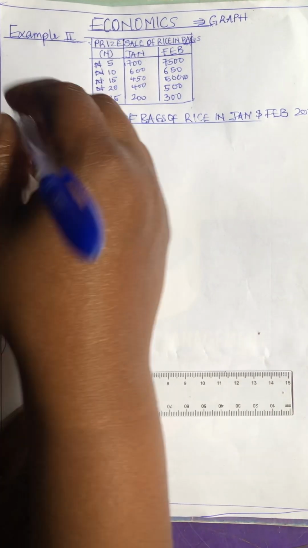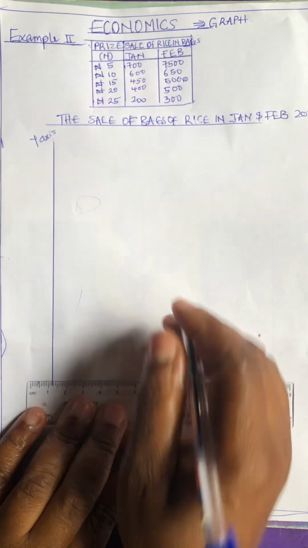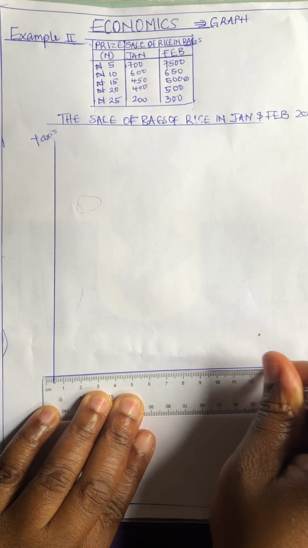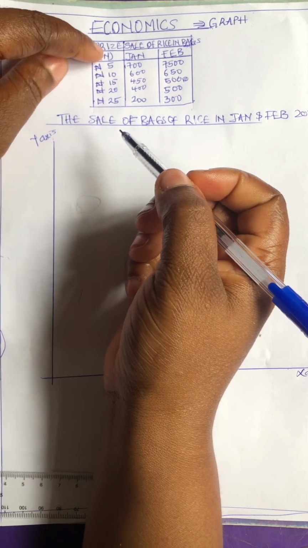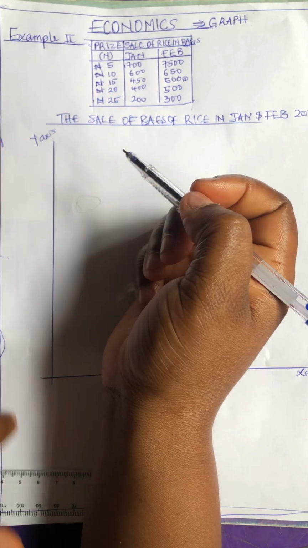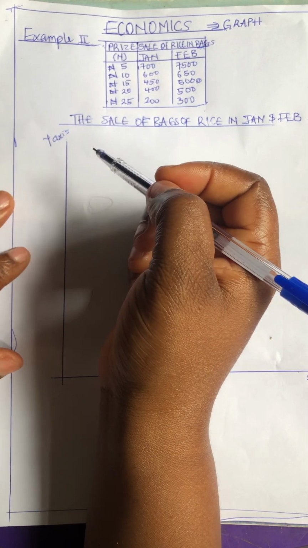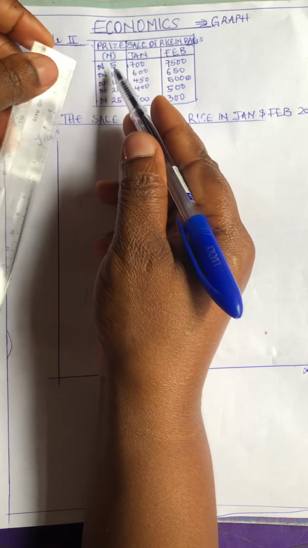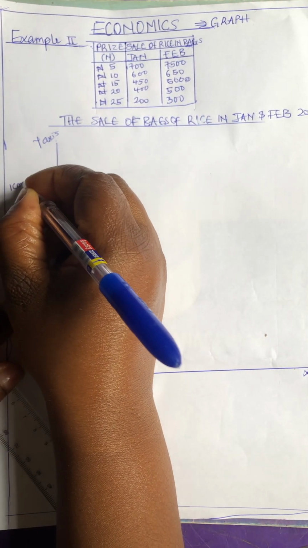Then once we've set out our vertical line, which is our y-axis, we have here down the line running from left to right, our x-axis. Now, looking at our table, the highest price here is 25 naira. So our price is going to stop at, let's say, 30 naira. So let us use 1 centimeter to represent 5.